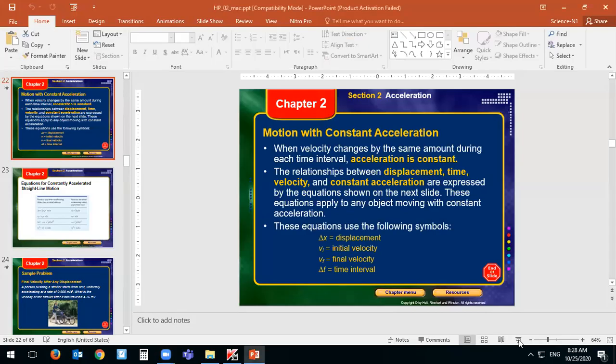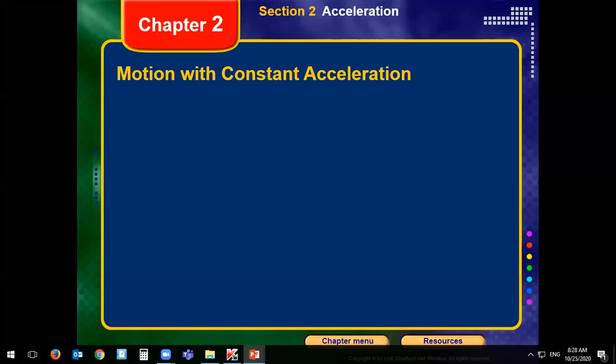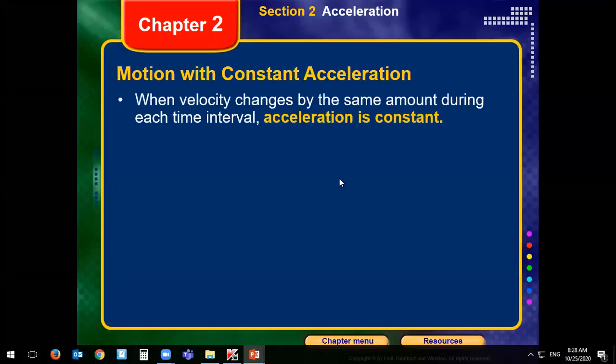Good morning, grade 12. Today, let's return to physics and start to talk about motion with constant acceleration. When velocity changes by the same amount during each time interval, acceleration is constant. Constant here means the increase in the velocity is the same all the time. For example, the velocity changes from 10 to 20 to 30. The increase in the velocity is 10 for every second.